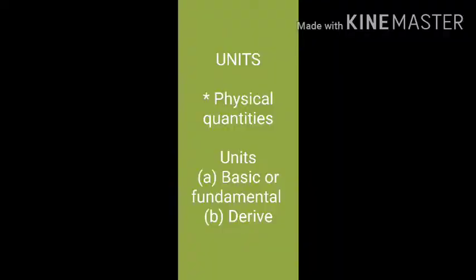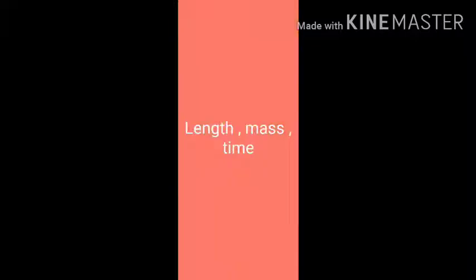Now the units. Units can basically be divided into two different forms. Number one, basic or fundamental. Number two, derived. Basic or fundamental units are length, mass and time. Normally we will start with these three, but we will explain this later. Length, mass and time are the basic physical quantities.